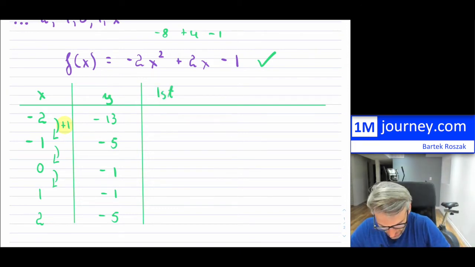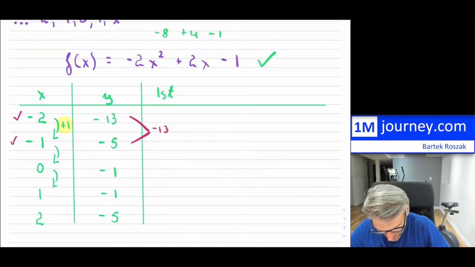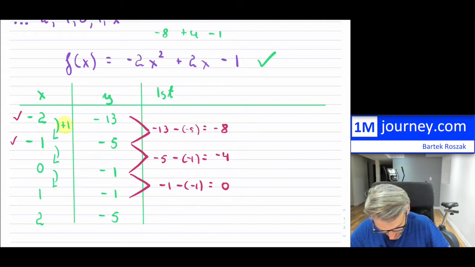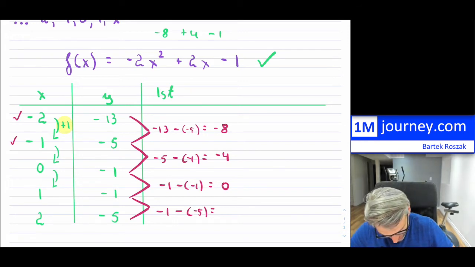Now, your first difference takes your outputs and subtracts them. It will subtract the output for -2 from the output for -1: -5 minus -13, which is plus 13 minus 5, giving 8. Then it takes the difference between the next two: -1 minus -5, which is 4. Then it takes the next two: -1 minus -1, which is 0. Then finally, the last two would give your first differences. Difference meaning subtraction. And so here, we're going to get -4.